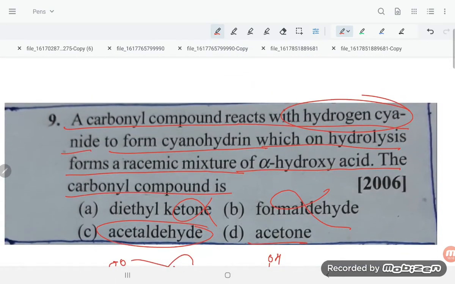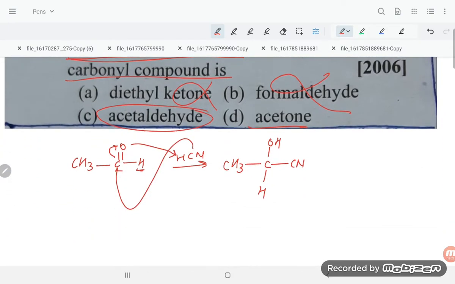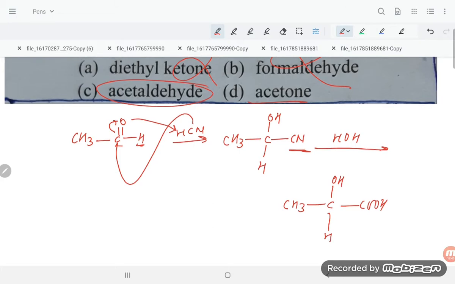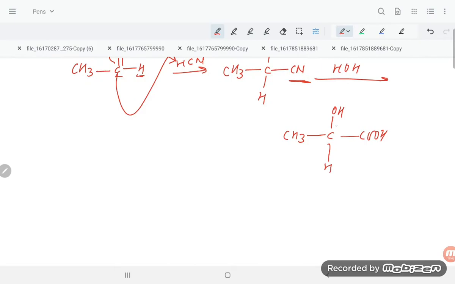Now this cyanohydrin, which on hydrolysis forms the racemic mixture of alpha hydroxy acid. So you are going to hydrolyze it with HOH, and it is going to give the racemic mixture. The cyanide group will be converted to the acid. So you see CH3C, here is the OH group, here is C double bond OH, and downside H. This is the asymmetric carbon of the alpha hydroxy acid. This is alpha, this is hydroxy, so this is alpha hydroxy acid.